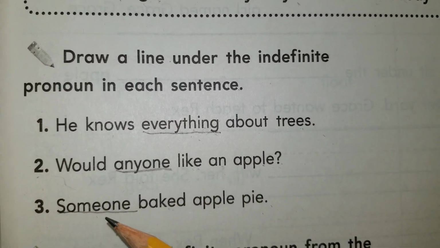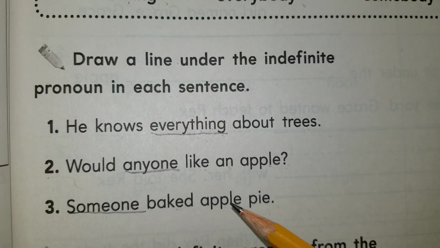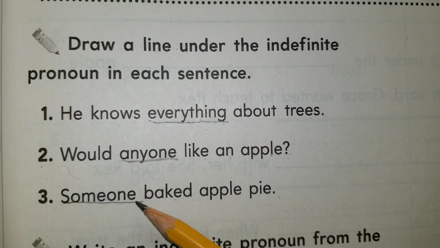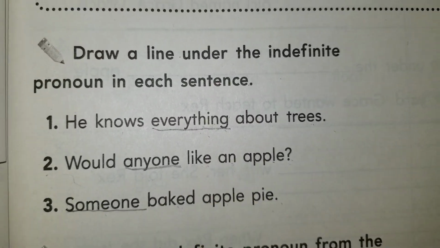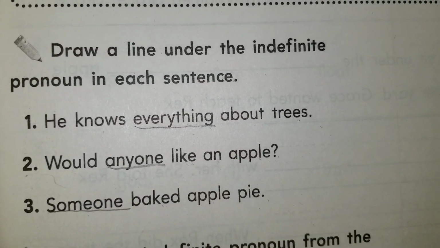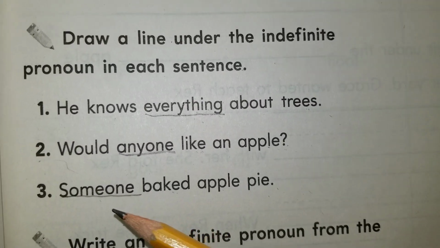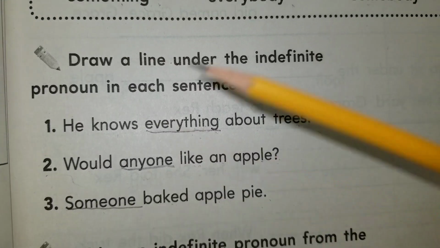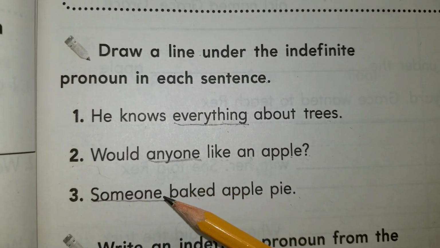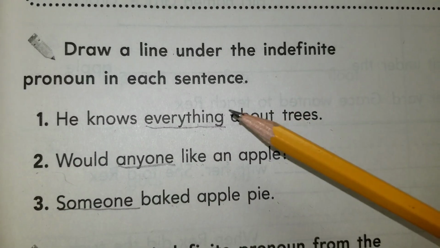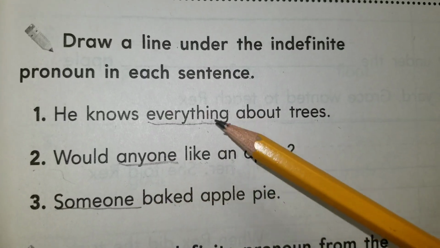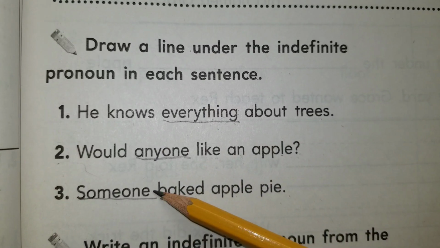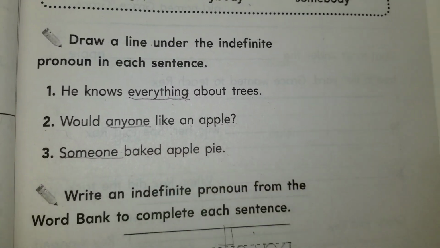Number three, boys and girls. Someone baked apple pie. Someone is our indefinite pronoun because someone is not referring to anyone in particular. It's not telling us Sophia baked apple pie or Josue baked apple pie. It says someone, but we don't know who did it, right? So someone is our indefinite pronoun. These are the three indefinite pronouns that we are going to underline: everything, anyone, and someone.